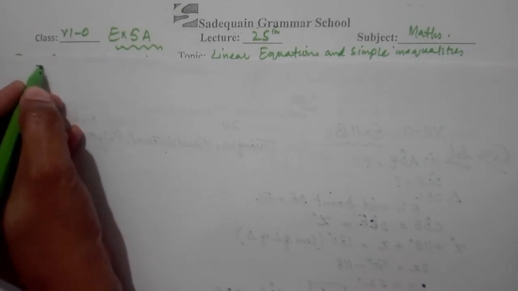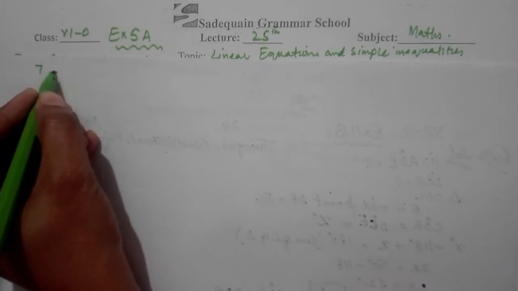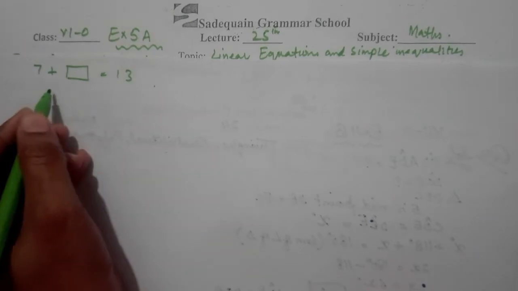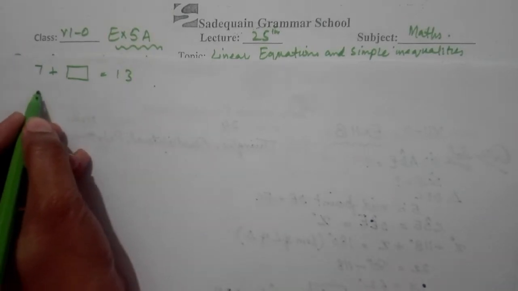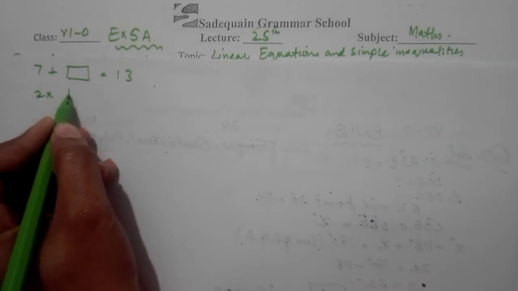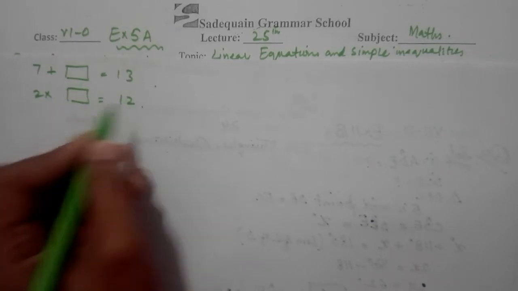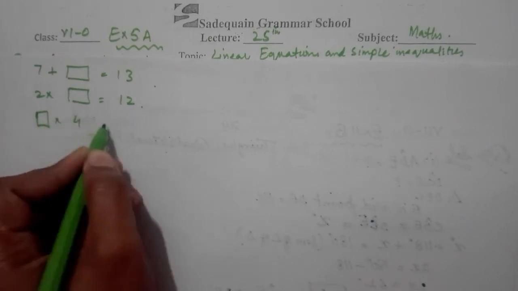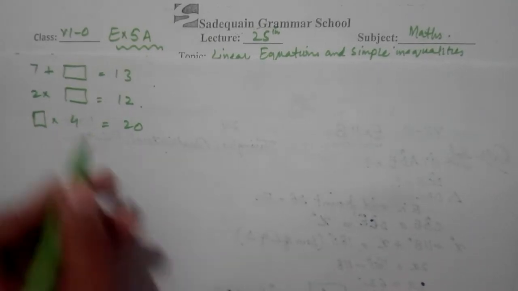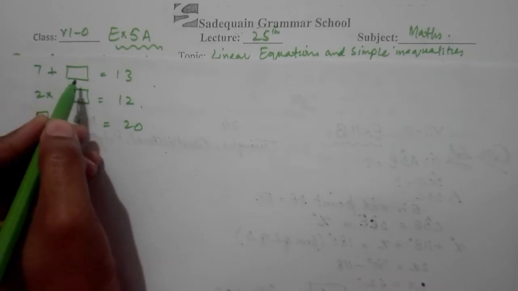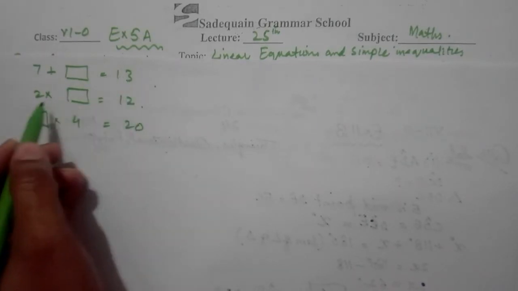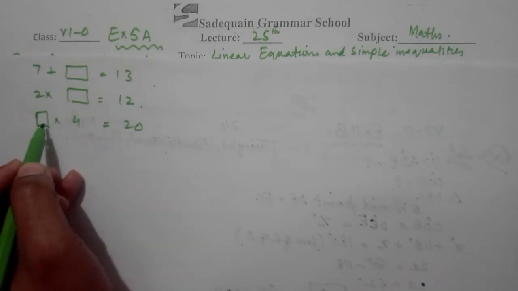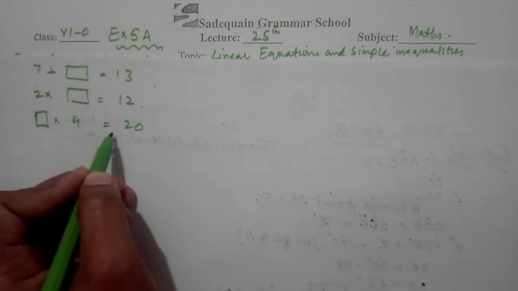In previous grades you got statements like this to solve, isn't it? Or a statement like this one, or like this one, isn't it? Here you have been given 7 plus blank equals 13. Now here, 2 multiplied by blank is equal to 12. Now here, this blank multiplied by 4 is equal to 20.